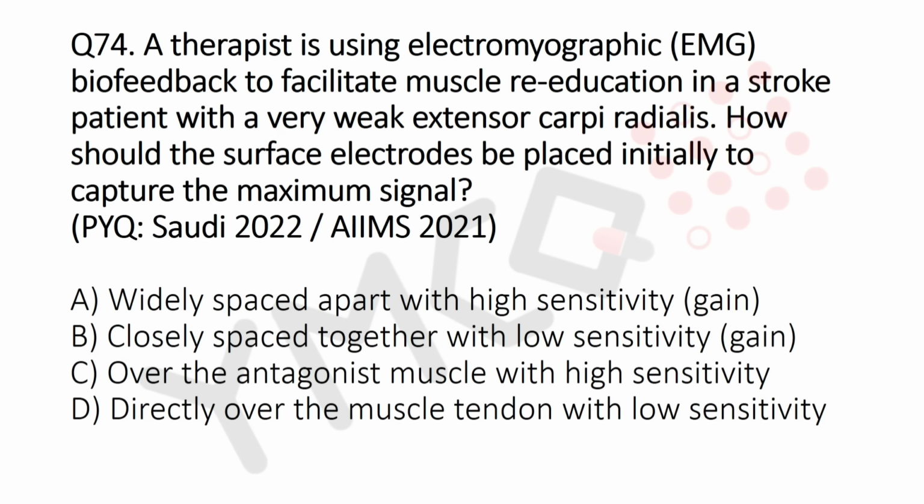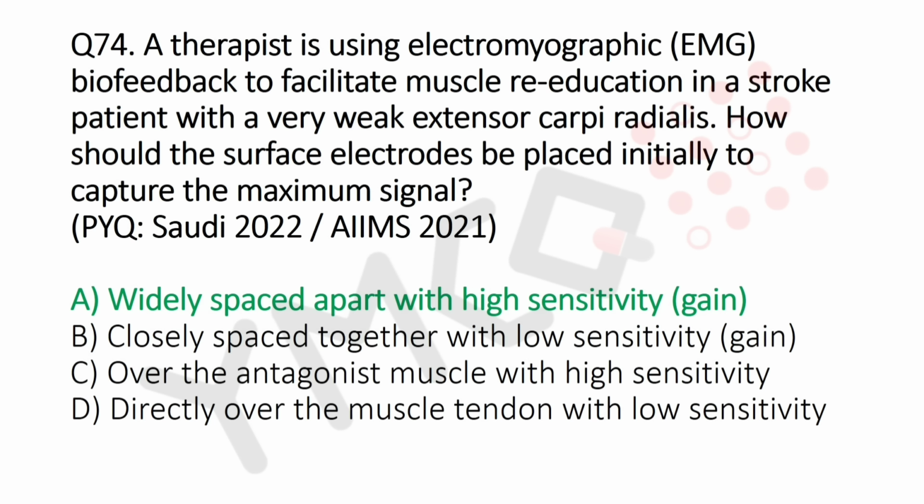Option A, widely spaced apart with high sensitivity. Option B, closely spaced together with low sensitivity. Option C, over the antagonist muscle with high sensitivity. Option D, directly over the muscle tendon with low sensitivity. And the answer is option A, widely spaced apart with high sensitivity. If the muscle is very weak, you need to cast a wide net to catch any electrical activity. You place the electrodes far apart and crank up the sensitivity gain on the machine, so even a tiny flicker of movement triggers the feedback.